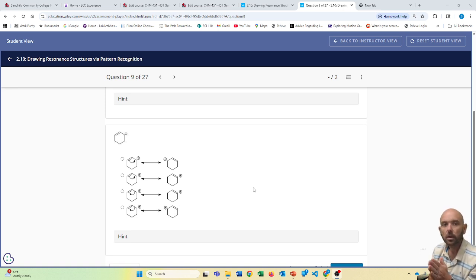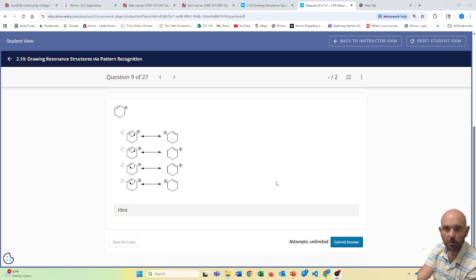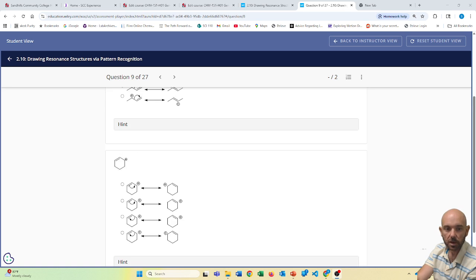That'll help you eliminate 2 of them. And then for the other 2, you have to be sure that the correct atom is getting the correct formal charge to determine which is the correct resonance structure there.